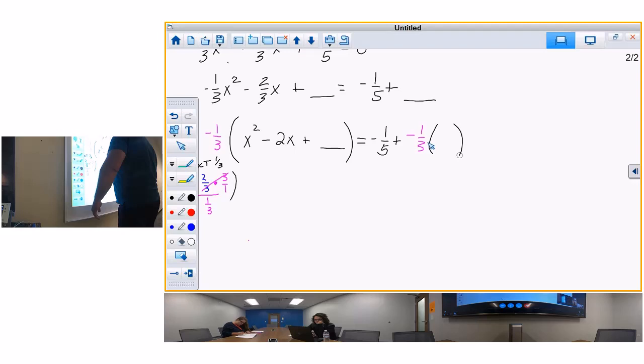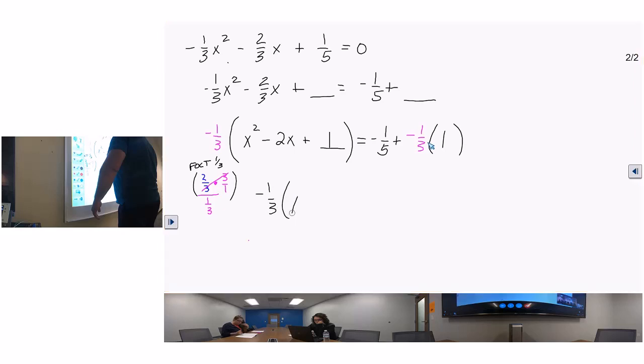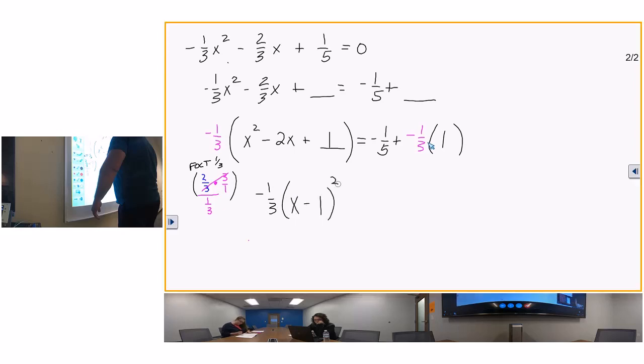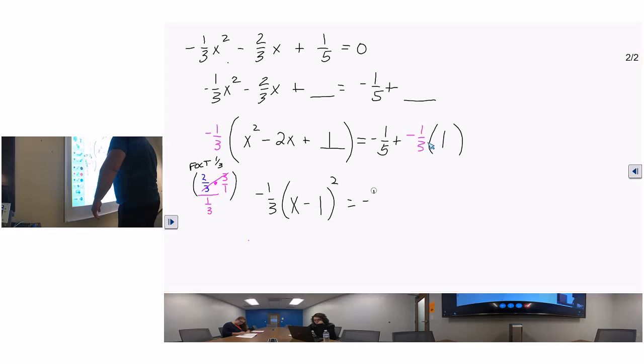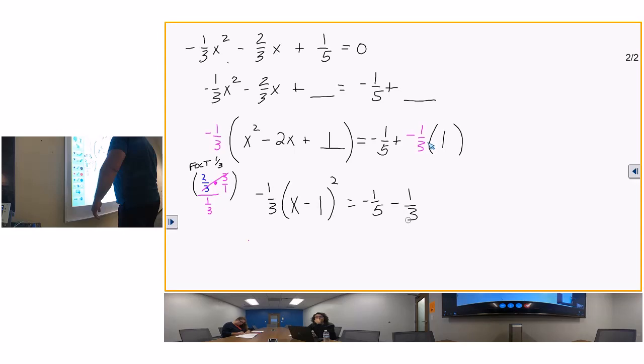Okay, get your calculator out. What's half of 2? 1 squared. It's 1. Okay, now pause. I'm trying to think. Okay, shortcut. I feel like it's right. You gotta get a common denominator on the right side. 15. Good job.